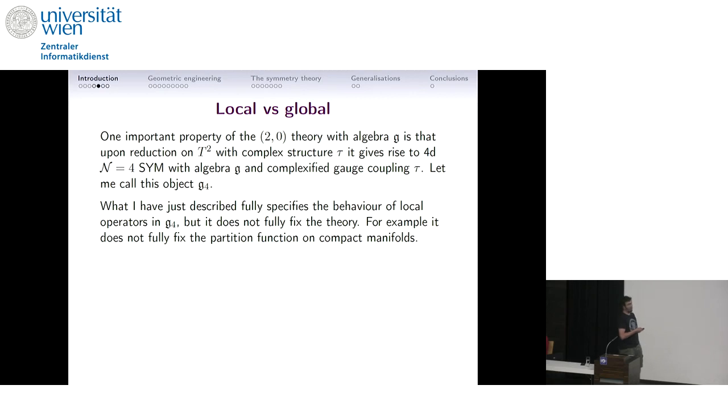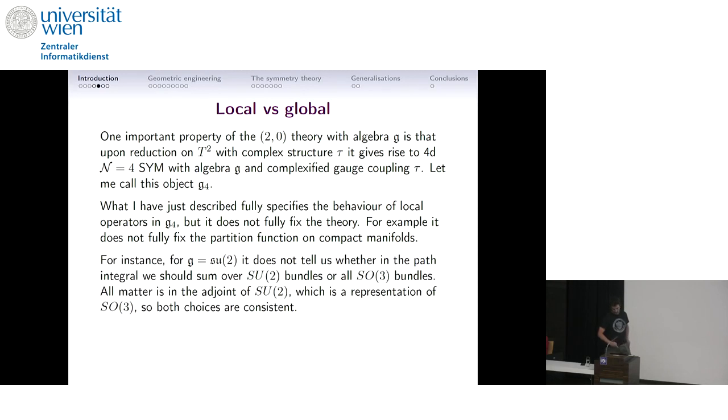So one thing that you can compute, and I haven't told you enough for you to be able to compute it, is the partition function on compact manifolds. So I ask you to compute the partition function of this theory on K3. You cannot do it yet. This is a standard example. If the algebra is SU(2), I haven't really told you if you should sum over SU(2) bundles or all SO(3) bundles, and the partition function is different. These two choices are both consistent. We are talking about N=4. The matter is in the adjoint, so you can choose either consistently. The dynamical matter doesn't make a choice for you.